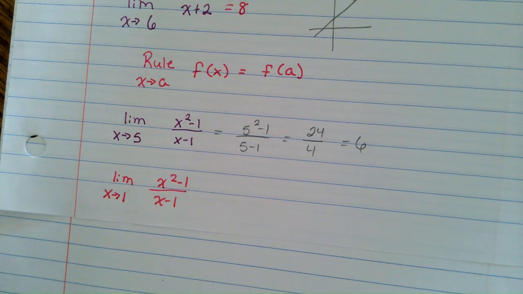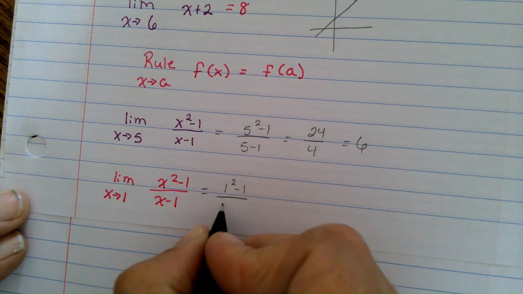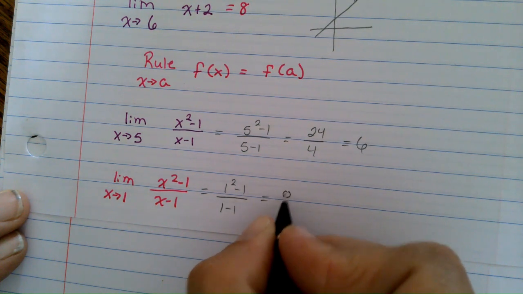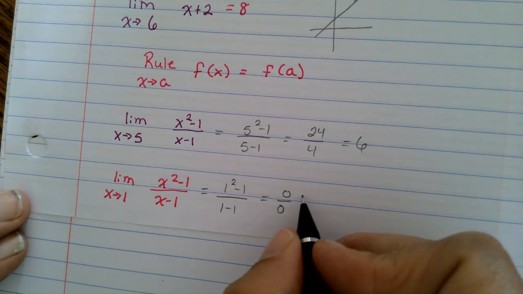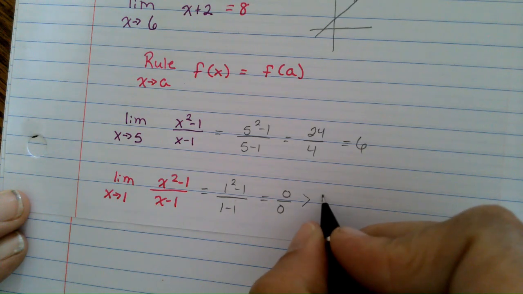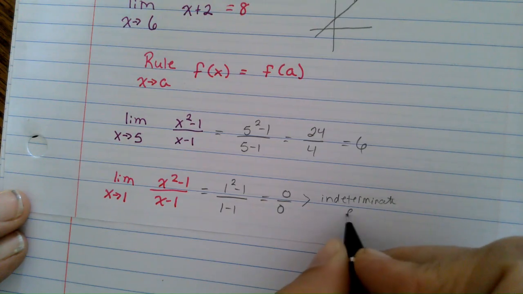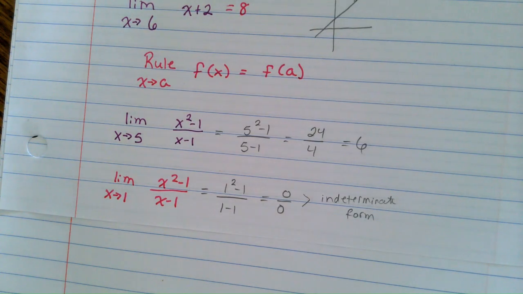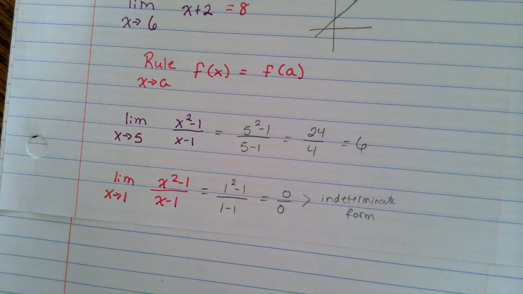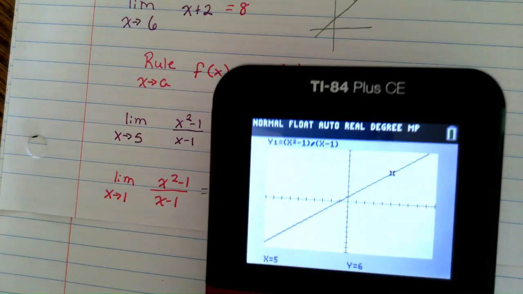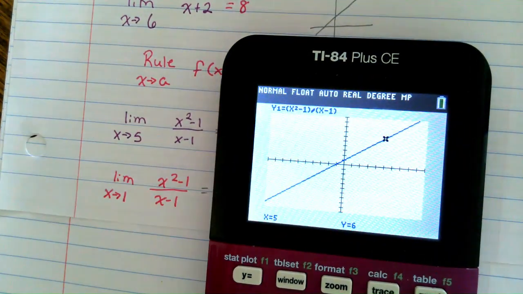Okay, so substitution. 1 squared minus 1 over 1 minus 1, 0 over 0. Anytime you have 0 over 0, this is what we call an indeterminate form. We do not know whether this exists or whether it does not exist based off of this right here. However, looking at my calculator, it should be existing. Let's check.